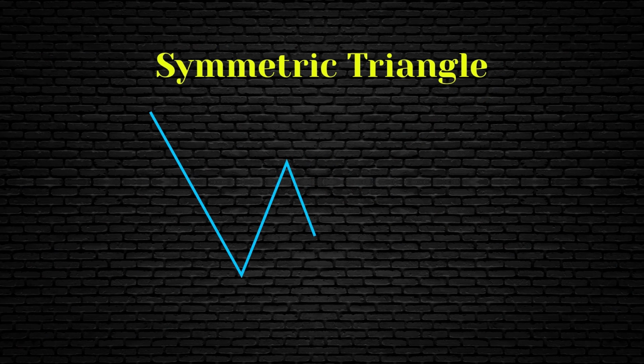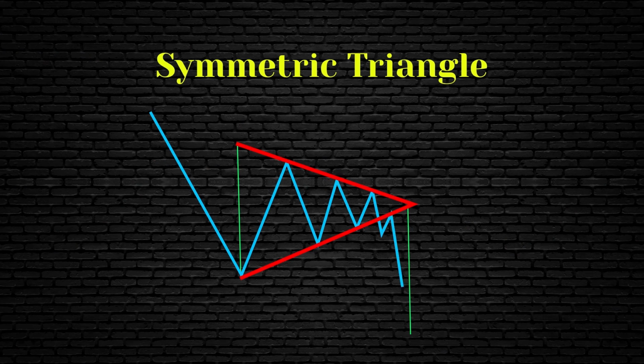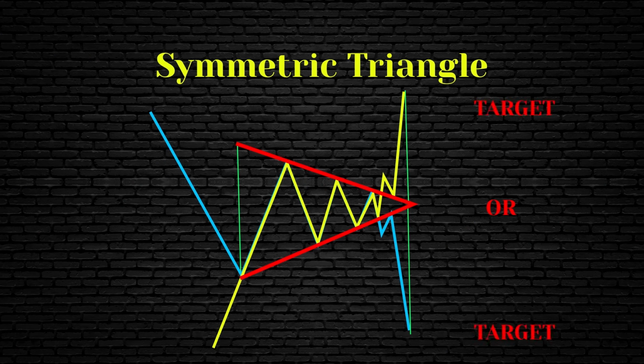Symmetric triangle. It is largely indecisive. A descending resistance from above and a rising support from below form a triangle, and it is symmetric. It is not very possible to determine the direction in this pattern alone. It can move in both directions, but after seeing which direction the triangle breaks, a position can be taken for that direction. The target is primarily the depth of the triangle.